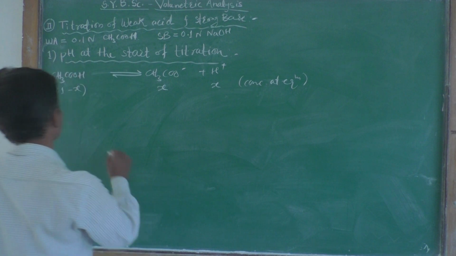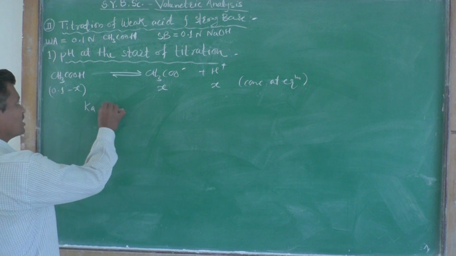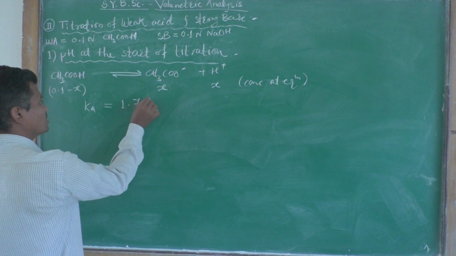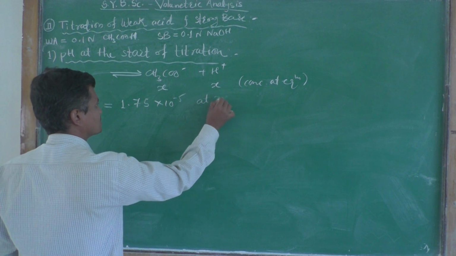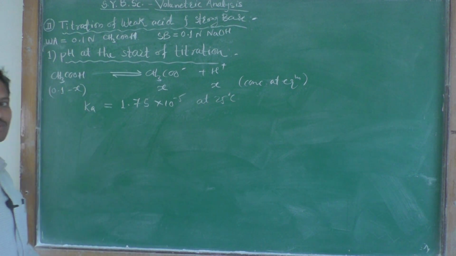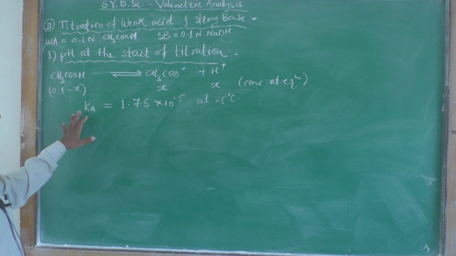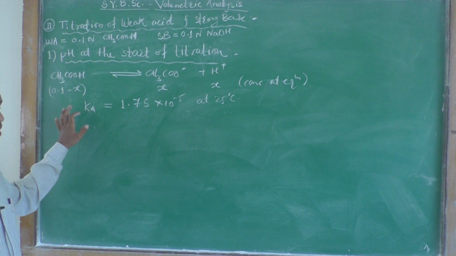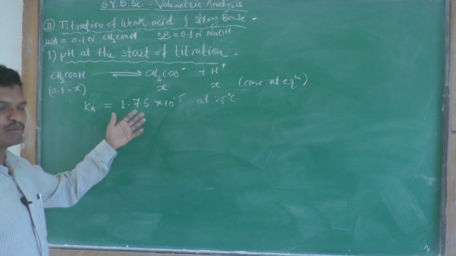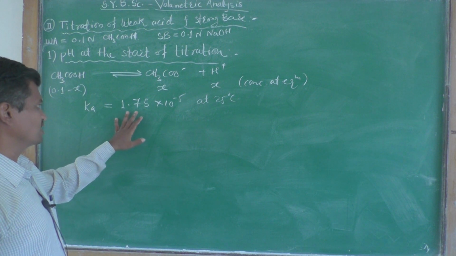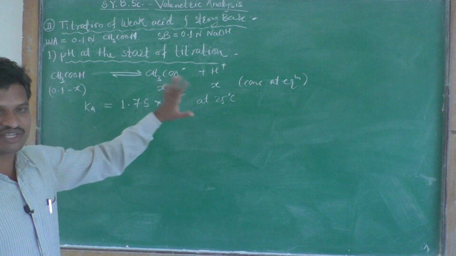Acetic acid is a weak acid and its dissociation constant Ka is 1.75 into 10 raised to minus 5 at 25 degrees Celsius. 25 degrees Celsius is taken as room temperature worldwide, a constant temperature taken for calculation purposes. This is a constant figure that can be obtained from any literature or data: 1.75 into 10 raised to minus 5 for acetic acid at 25 degrees Celsius.